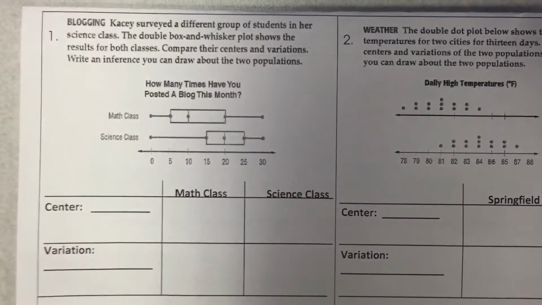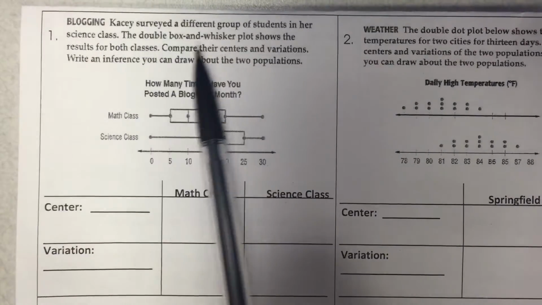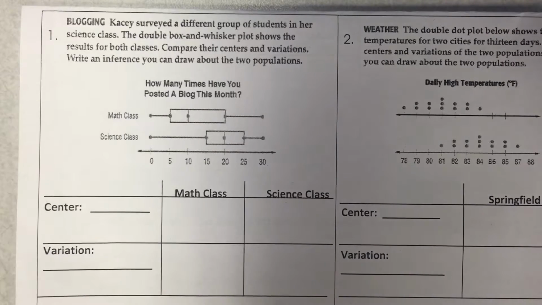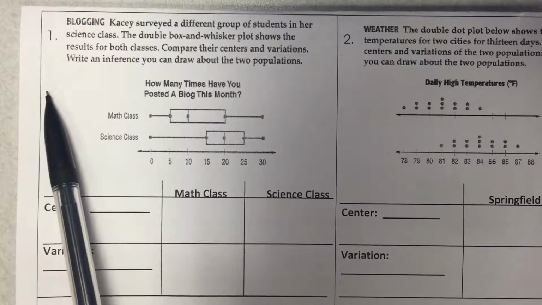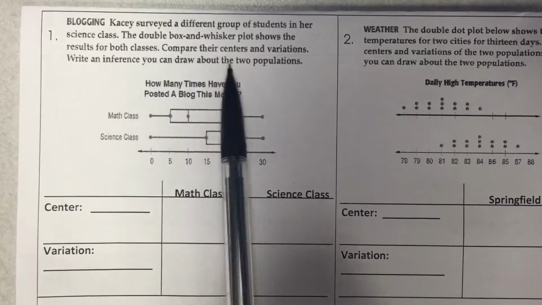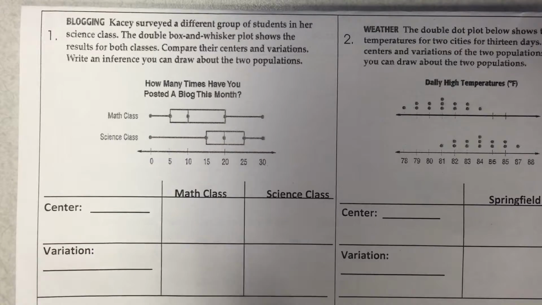So here we're looking at a situation. It says Casey surveyed a different group of students in her science class. The double box and whisker plot shows the results for both classes. Compare their centers and variation. Write an inference you can draw about the two populations.